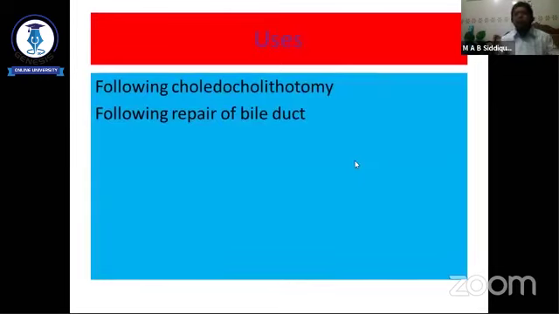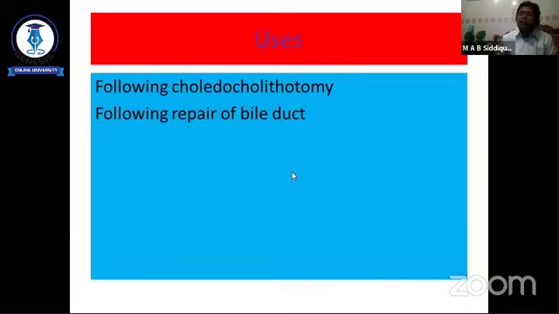So what are the uses? Following choledocholithotomy and following repair of the bile duct. Sometimes there is an injury following laparoscopic or open cholecystectomy due to morbid anatomy. If you find this injury perioperatively, you repair it over a T tube. So it is also helpful for repair of the bile duct.